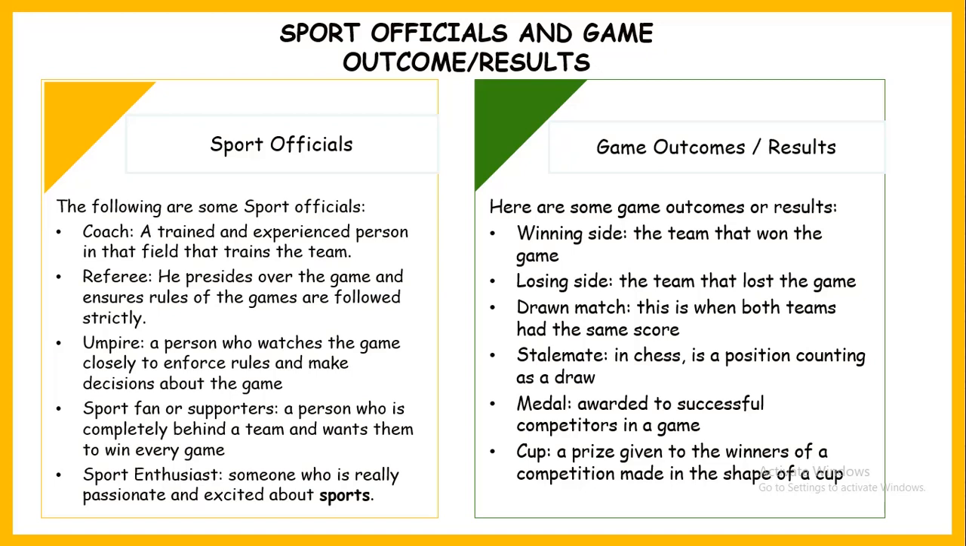Next, we are going to be looking at the sports officials and game outcomes or results. Now, we have the following sports officials. A coach. He is a trained and experienced person in that field that trains the team. A referee. He presides over the game and ensures the rules of the games are followed strictly. An umpire is a person who watches the game closely to enforce rules and make decisions about the game.